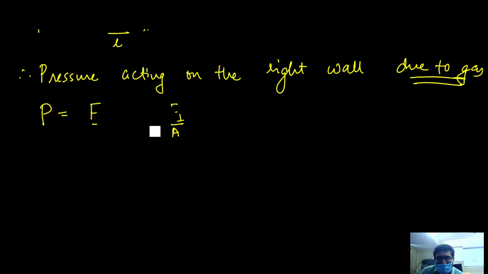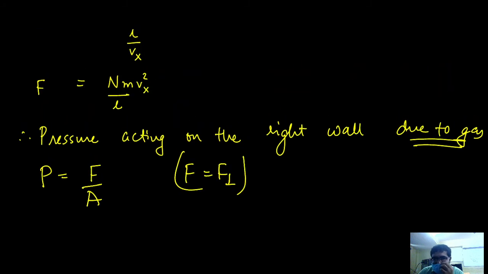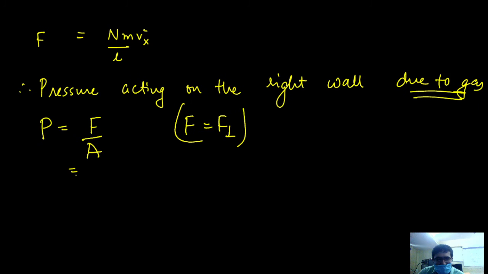Ultimately, this will become F upon A because F is same as F perpendicular here. So F upon A. How much is F? Here we have n m vx squared upon L. Now divided by area. Whose area? Wall's area. So wall's area is L squared, isn't it? Wall's area is L squared.